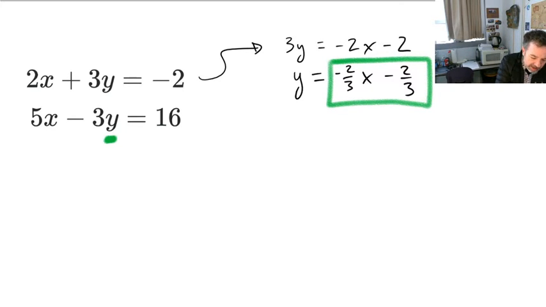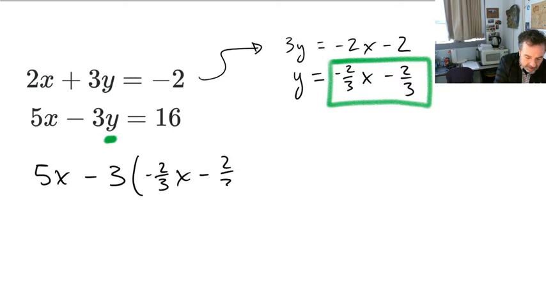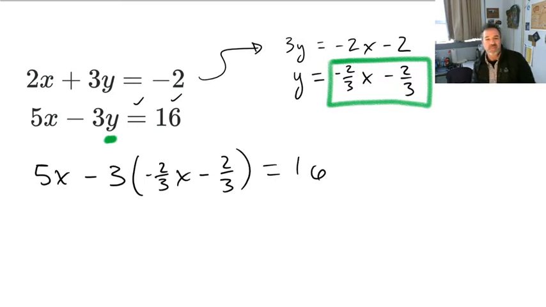I take the second equation, which is 5x minus 3 times y. But I don't write y. What I do is I put instead what y is according to the first equation. Y is negative 2/3 x minus 2/3. There we go. We now know that this, let's not forget, equals 16, right? Now, this equation doesn't have any y's, it just has x's.